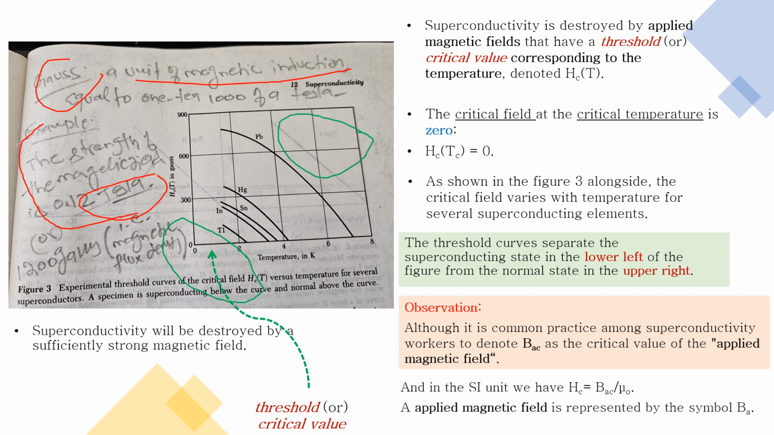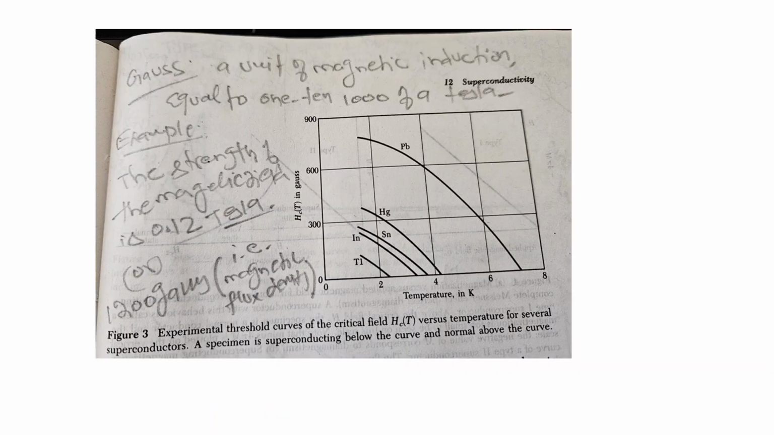From the observation, it is a common practice of superconductivity workers to denote Bc as the critical value of the applied magnetic field. In SI units, we have the critical field equal to the applied magnetic field divided by the permeability of free space, or magnetic permeability. An applied magnetic field is represented by the symbol Ba.